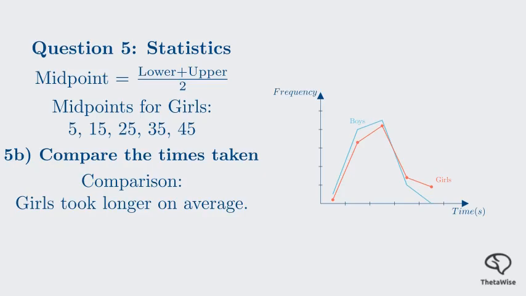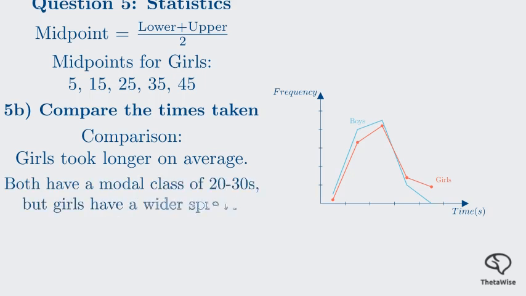We can see this because the girls' data includes the 40 to 50 second interval, while the boys' data stops at 40. A good comparison usually mentions that the modal or most common group is the same for both, but the girls have a wider spread of times.